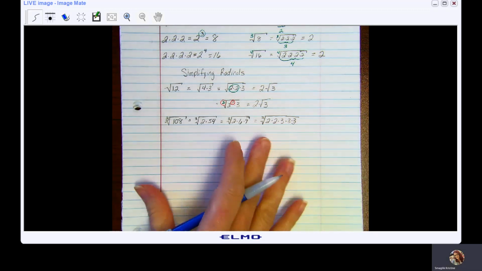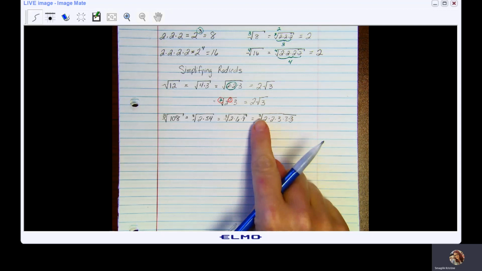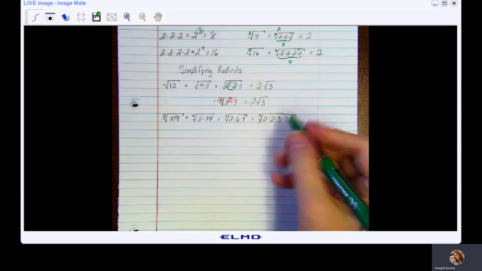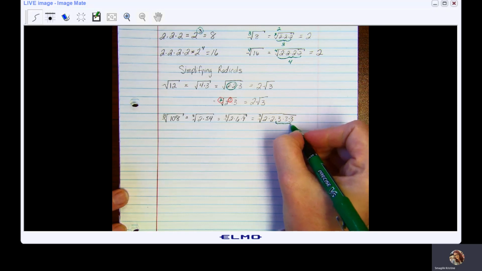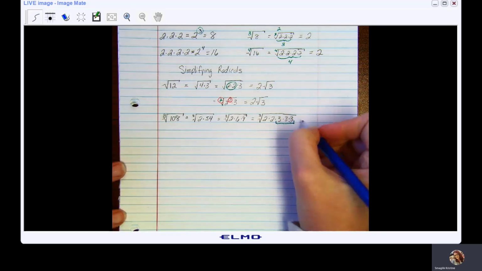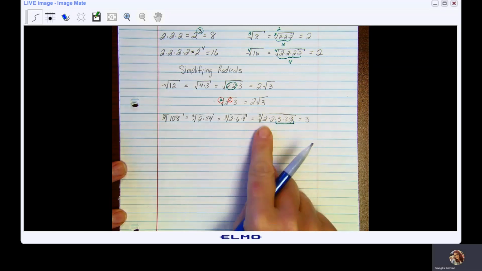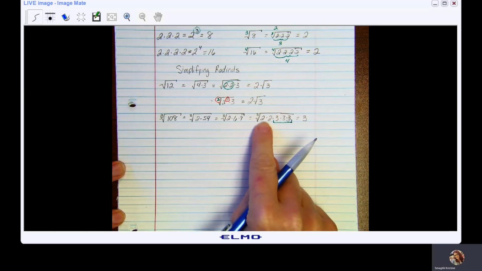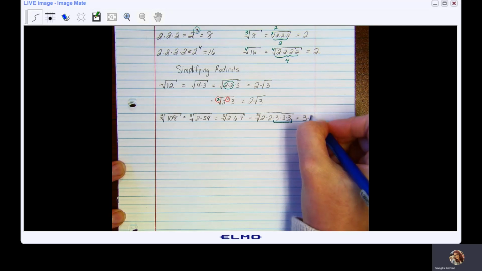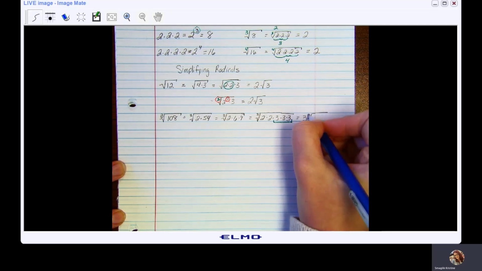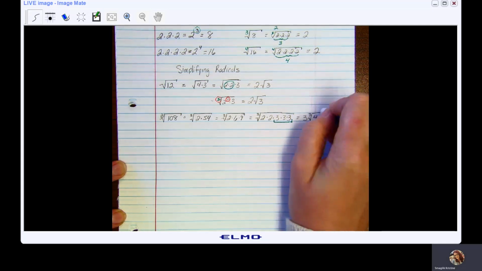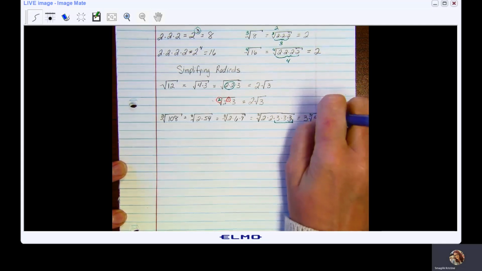Now, remember, you are looking for sets of 3. Here's a set of 3 right here. So that means I can take out a 3, but I don't have 3 2's under the radical. I only have 2, so that's going to have to stay underneath the radical. It's a cube root, and 2 times 2 is 4. So that is my simplified answer.